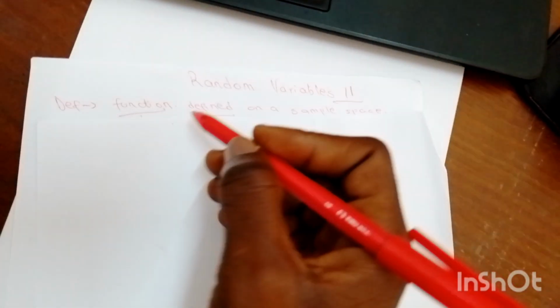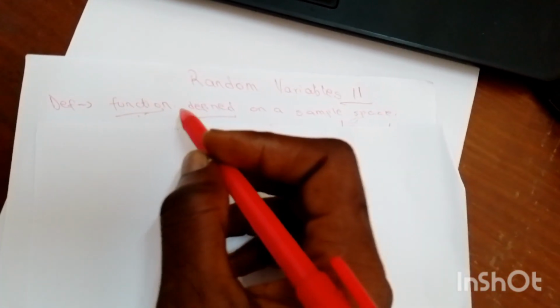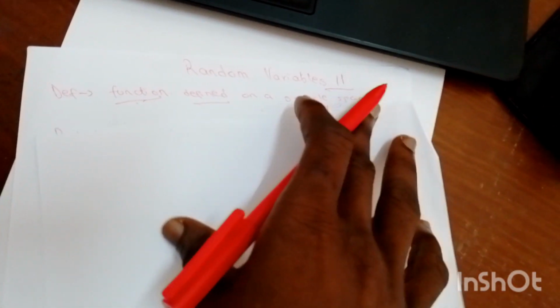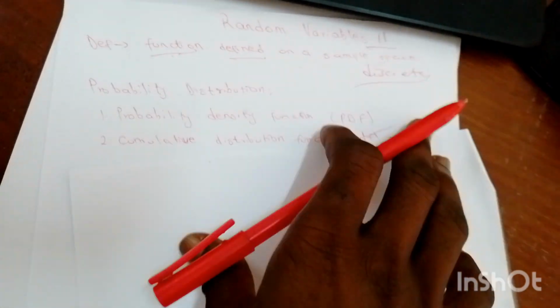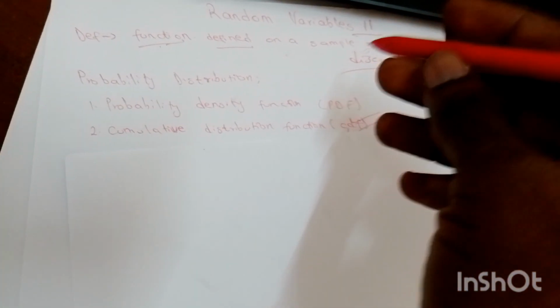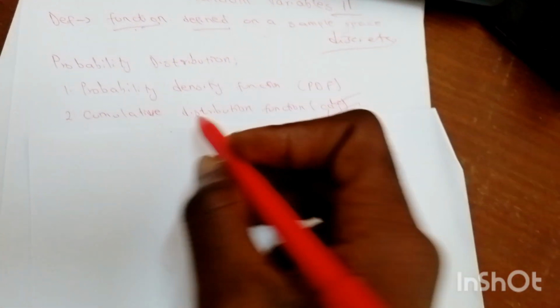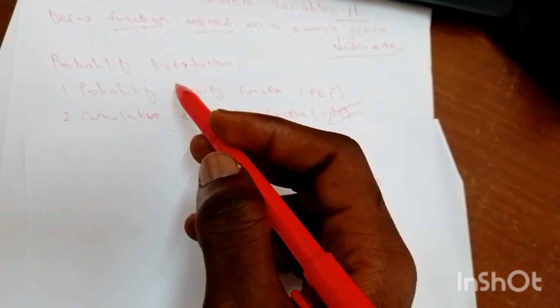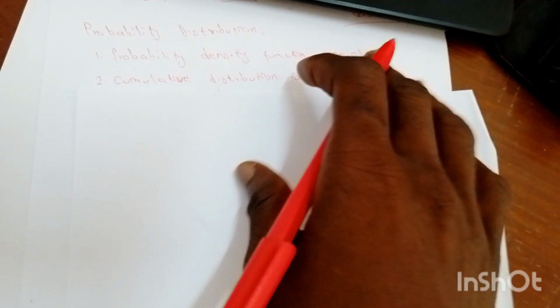As we defined the random variable, it's a function defined over a sample space. So it is not necessarily a number, right? It's not really a number. The major probability distributions we'll consider in continuous distributions would be probability density functions, that's PDF, and then CDF.